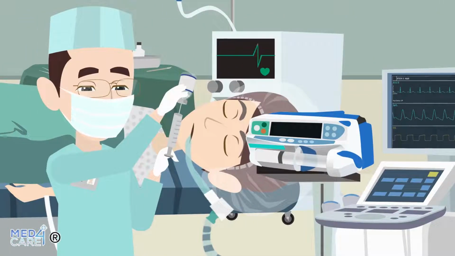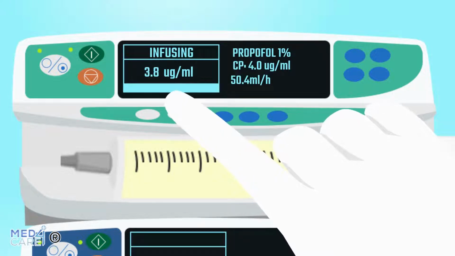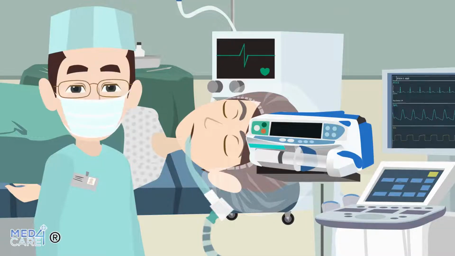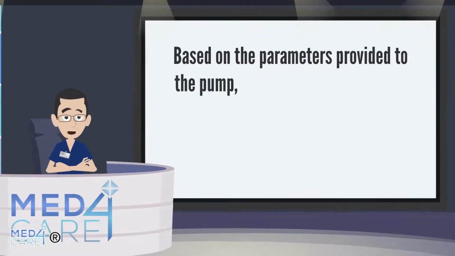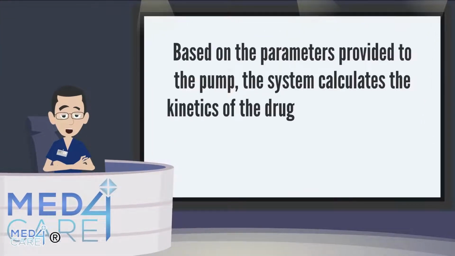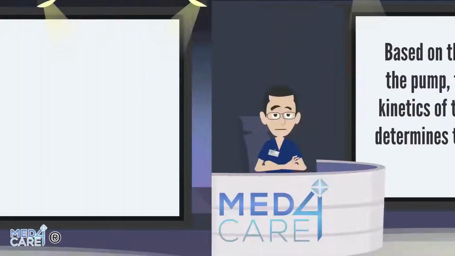The target controlled infusion mode instead requires the infusion pump to follow a specific protocol, designed on the pharmacokinetic properties of the chosen drug and adapted to the specific parameters of the patient. Based on the parameters provided to the pump, the system calculates the kinetics of the drug and independently determines the amount of anesthetic to be infused.